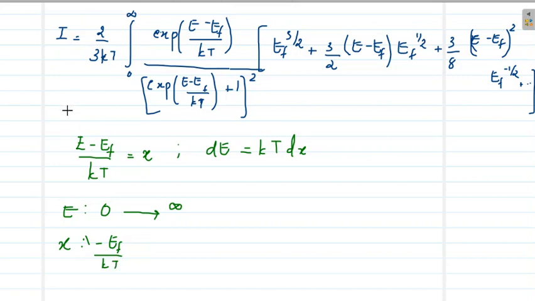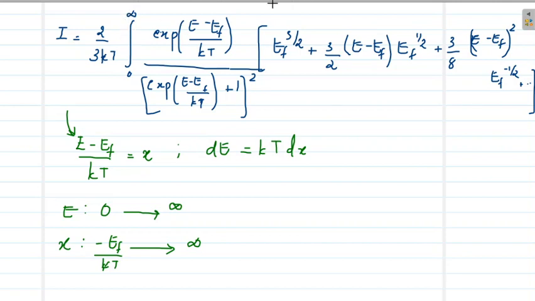Substitute for E as 0, then we can obtain x as minus EF by kt. And when E is infinity, x will also be infinity. So when energy E ranges from 0 to infinity, x will be ranging from minus EF by kt up to infinity. So if we substitute for E minus EF by kt as x, we should also change the limit as minus EF by kt up to infinity.